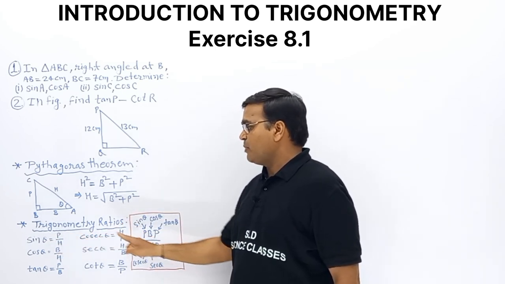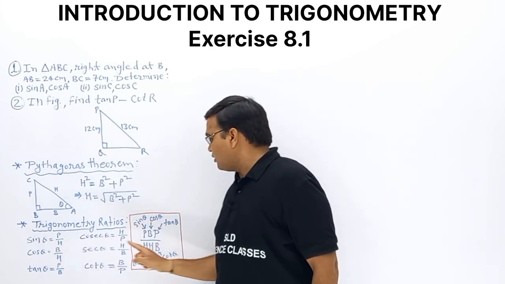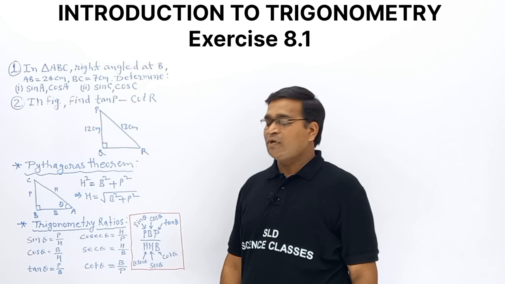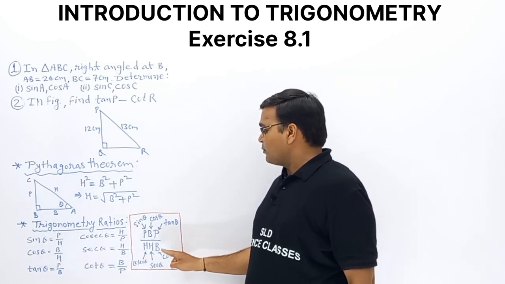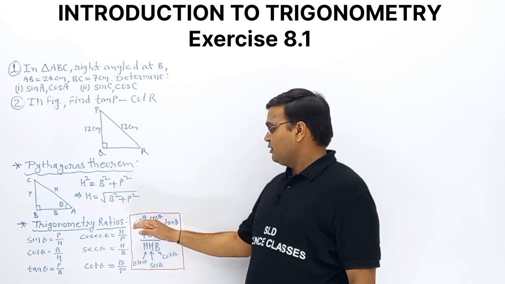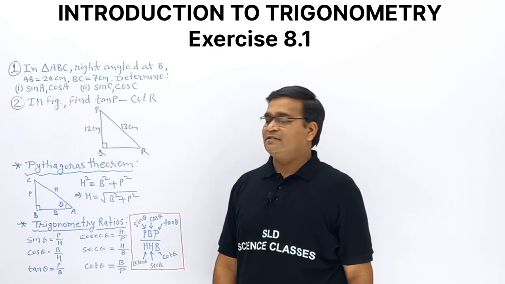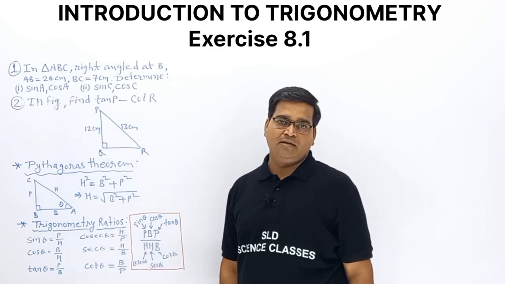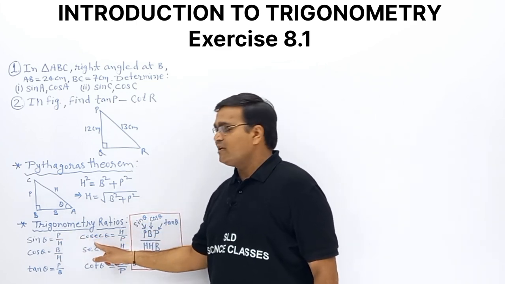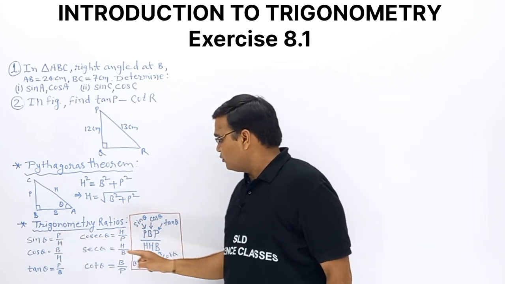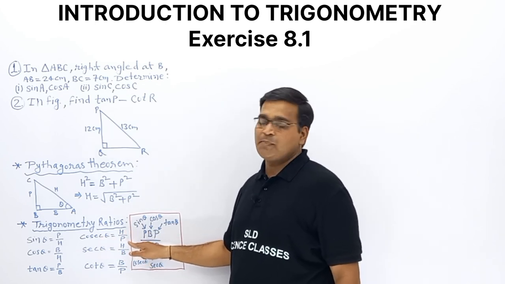Then sin theta is P upon H, perpendicular upon hypotenuse. Cos theta is B upon H, base upon hypotenuse. And tangent theta is perpendicular upon base. These are the 3 trigonometry functions: sin theta, cos theta, tangent theta. And the reciprocal of sin theta gives cosec theta, H upon P.